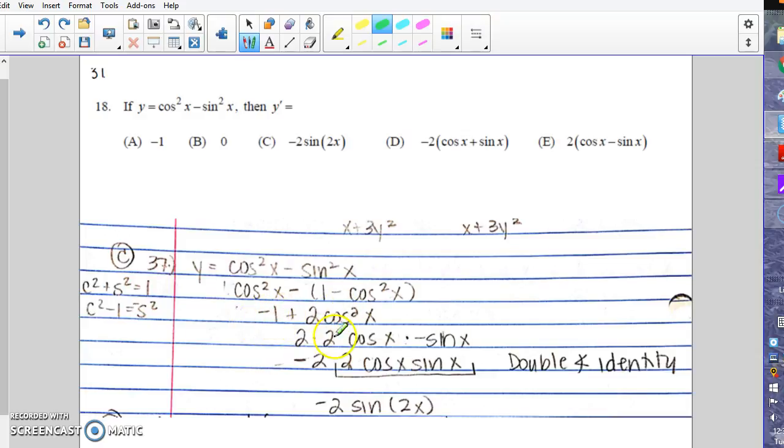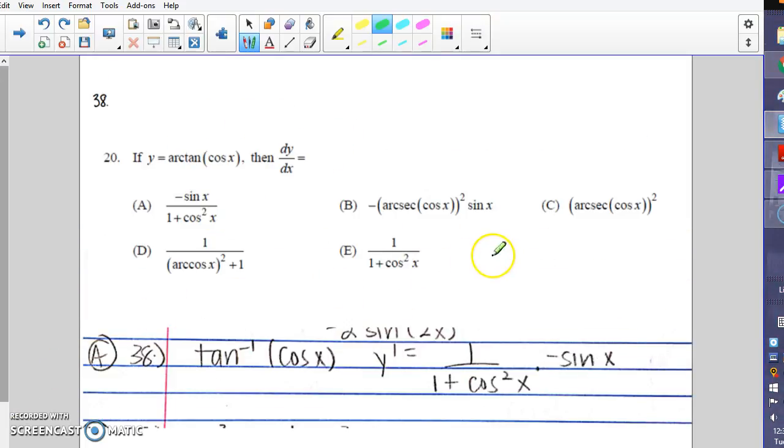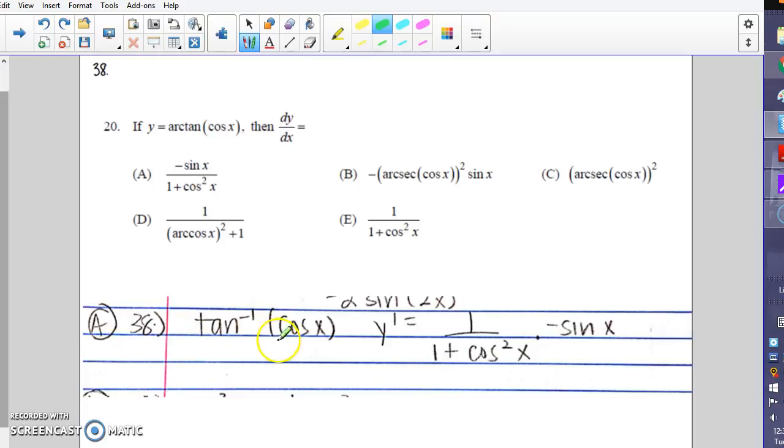I took the derivative. This is your derivative, so this is 2 and the negative went out front to create this guy. 2 cosine of x, sine of x, it's a double angle identity for sine, and replaced it. 38, inverse tangent of cosine. This is an inverse with a chain rule. 1 over 1 plus cosine squared times that derivative. Just match them up.